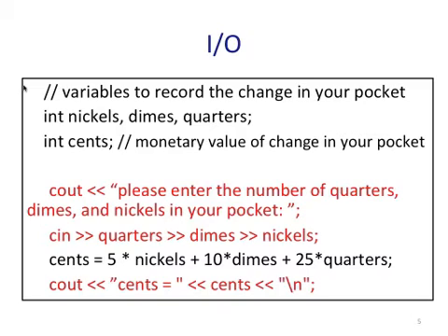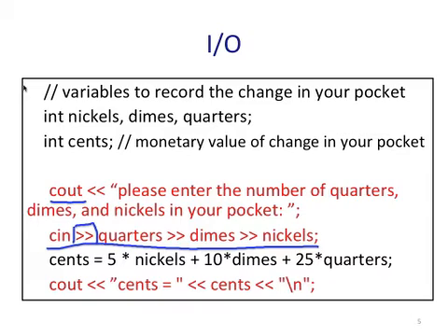Then we need to get input from the user, specifically the number of quarters, dimes, and nickels in their pockets. Remember that cout is saying we want to output something to the console, and specifically we're outputting the string, please enter the number of quarters, dimes, and nickels in your pocket. Then we want to read that input, so the cin says we're going to read the input from console in. The greater than says that we're performing an input operation, so we're reading the first piece of information and placing it into the memory location labeled quarters. The next one goes into dimes. The third one is stored in nickels.